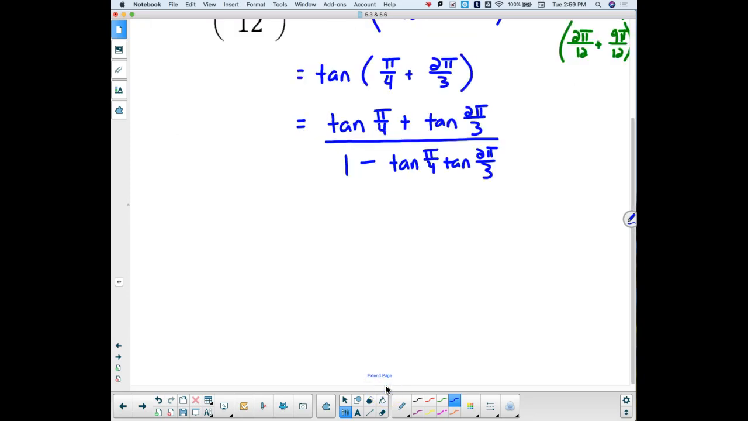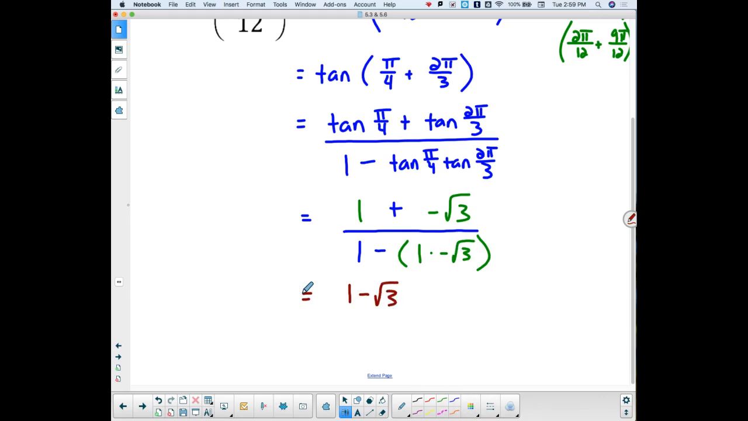Tangent at pi over 4 is 1. Tangent at 2 pi over 3 is negative square root of 3. So 1 minus 1 times negative square root of 3. Because you found them already, you don't have to find them again. So on top, we get 1 minus the square root of 3. On the bottom, we get 1 plus the square root of 3, as the tangent of 11 pi over 12.